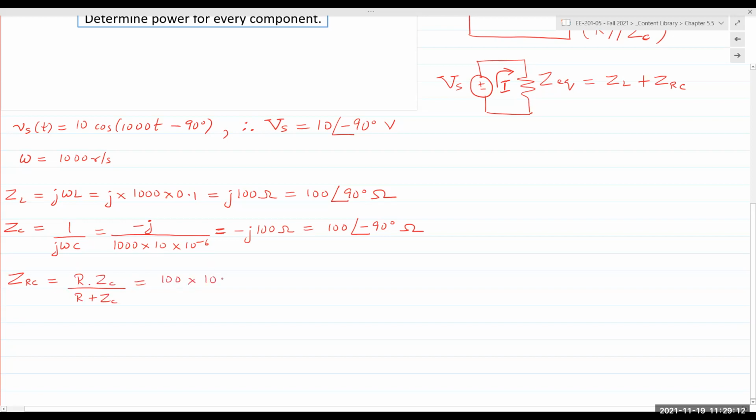So 100 into 100, minus 90. Oh, sorry, minus 90. And then R plus ZC should be 100 minus j100. And again, as always, I would strongly recommend that you have your calculators out and you solve this as we go along for practice, just so that you get more and more comfortable solving these kind of problems.